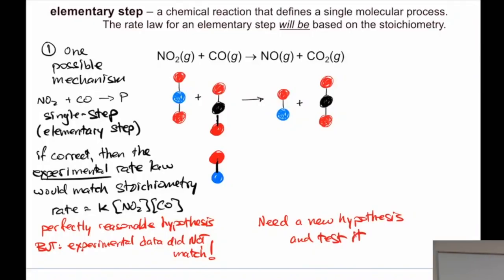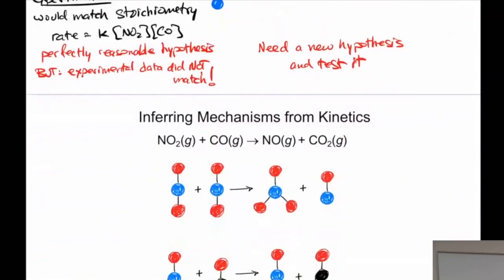Now, there are no other single-step mechanisms to come up with, because you can't say, well, NO2 is going to magically turn into NO and CO2. Where did the carbon come from? So we need to now think of a multi-step mechanism and test it. And that's where things get a little interesting. So here is a multi-step mechanism. And again, this is just a proposal. We can think of anything that we want as a proposal.